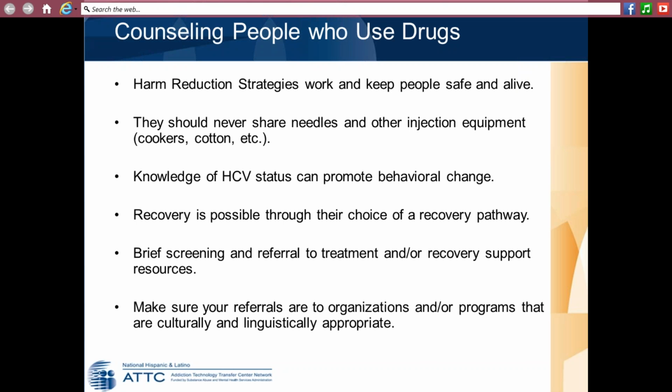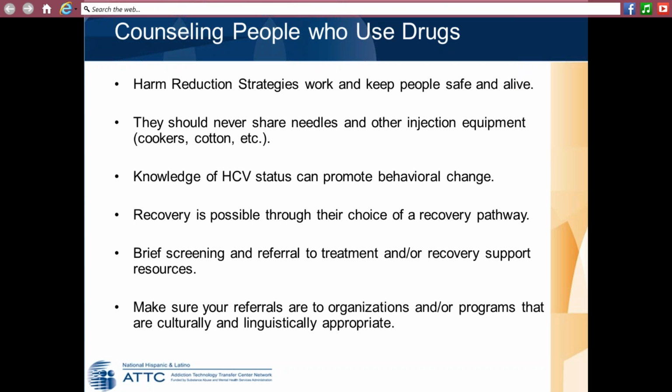So think about it. Some people who might be in pre-contemplation about their drug use might learn about their HIV as well as HCV status, hepatitis C if they're co-infected, and that might be a motivator for them to change their behaviors and to get into recovery. And so we should also encourage people, because recovery is possible, through their choice of a recovery pathway.